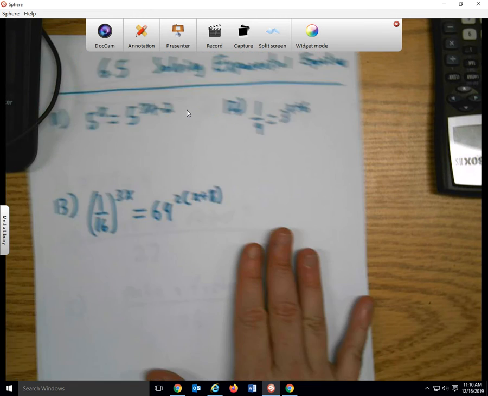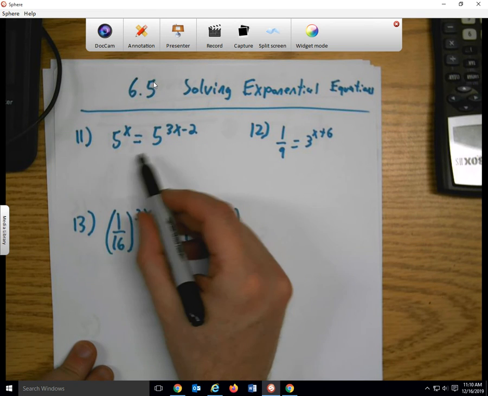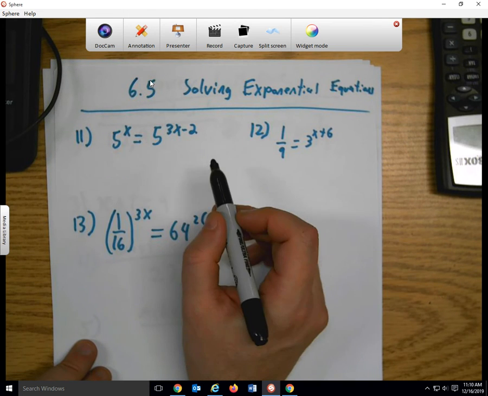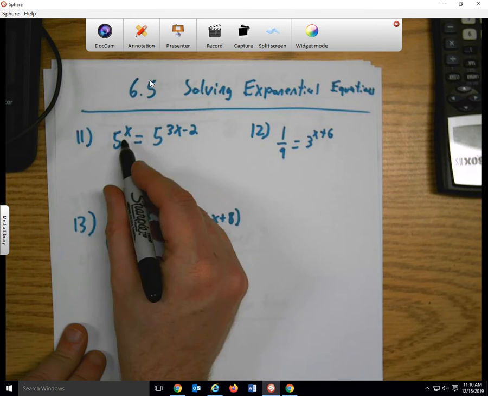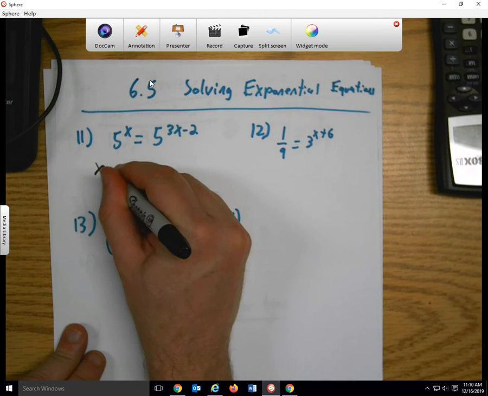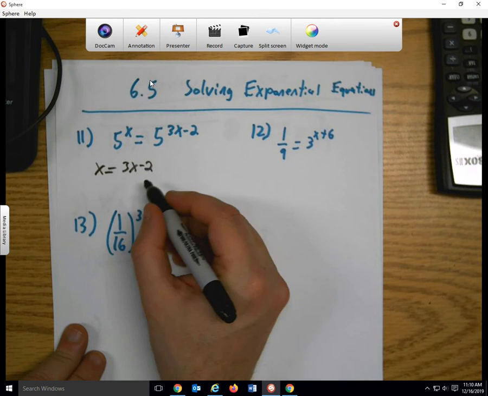It'll be okay, as long as you remember to make your table, choose your numbers, substitute them in. So this is the last thing we covered, 6.9, solving exponential equations. Since the base number is the same, you make the exponents equal to each other. So x would equal 3x minus 2. Then solve for x.